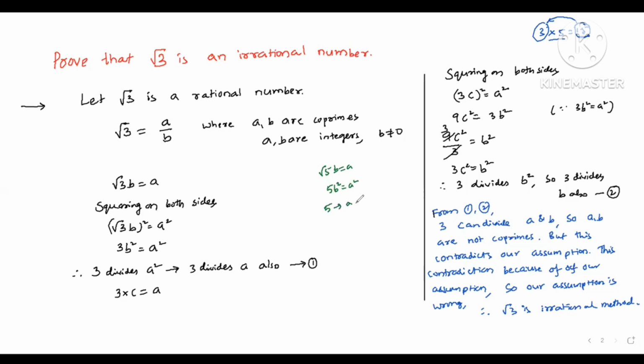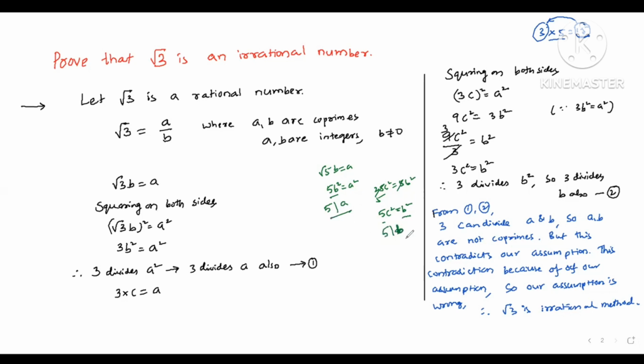5 divides a also. This is the symbol of division. And again square. Again assume 5 into c equals a. Now squaring on both sides, we get 5c whole square equal to a square. So we get 25c square equal to, in the place of a square, 5b square. So we get 25c square equal to 5b square. With 5 we can cancel this. Now we get 5c square equal to b square. So 5 divides b square, so 5 divides b also.